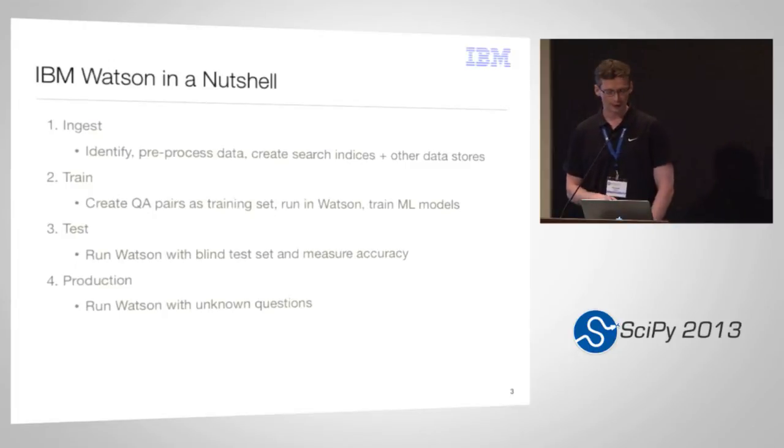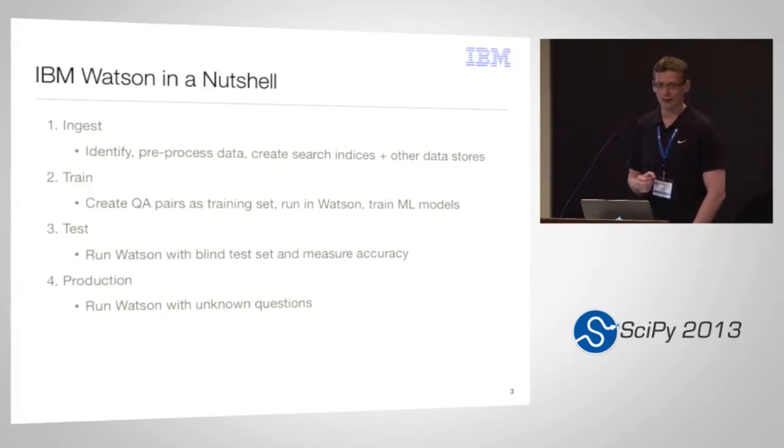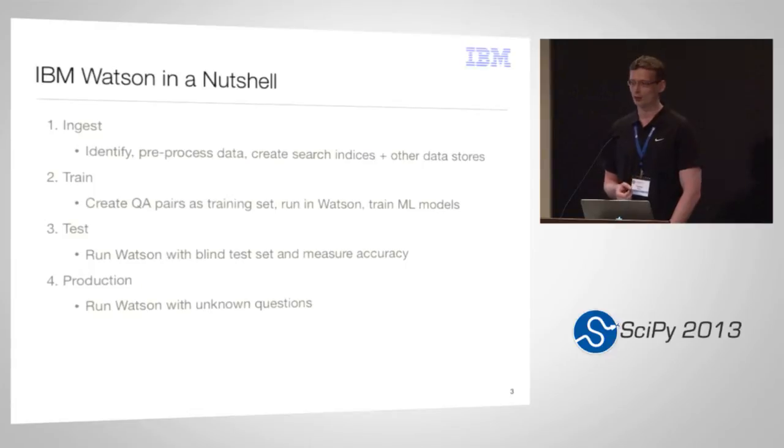Now, the first step is ingestion. So you have to identify data that's relevant to your domain. And in the case of Jeopardy, that was Wikipedia, because Wikipedia has lots of broad-based knowledge, very ideal for answering trivia questions. Then you have to pre-process the data. So you're extracting relevant content from these data sources, and you're running some natural language processing to really extract the important nuggets from the data.